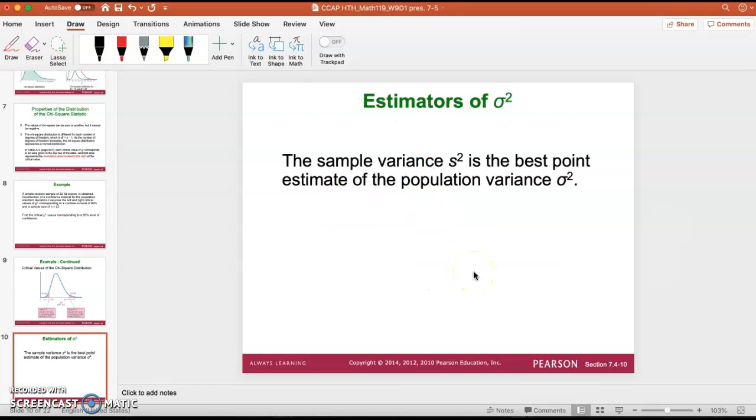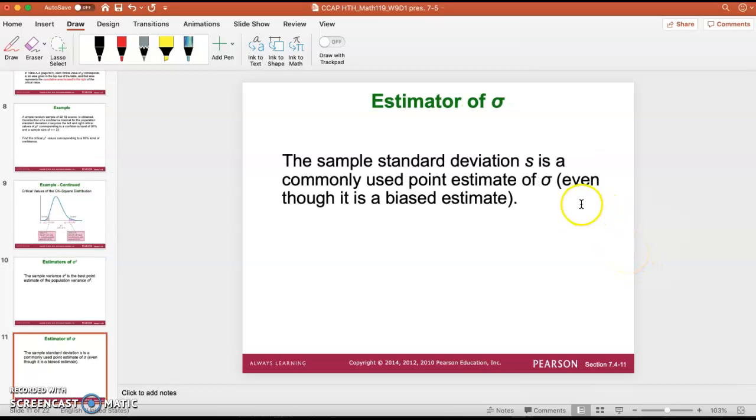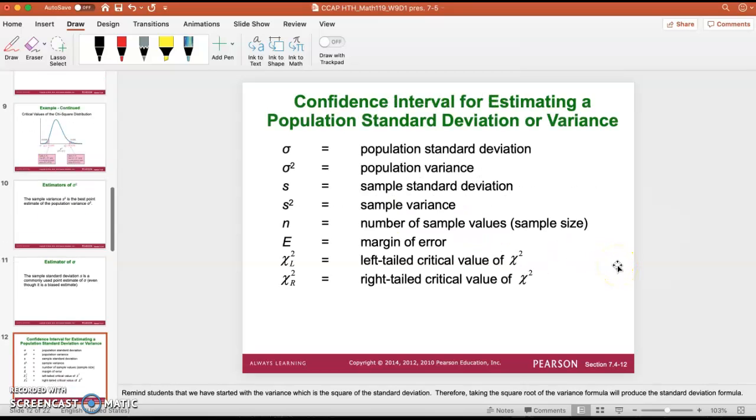And just some things here that should hopefully be a little review: sample variance, s squared, is the best point estimate of the population variance. In other words, this one is an unbiased estimator. And sometimes you can use the sample standard deviation as a point estimate for the population standard deviation, although it is a slightly biased estimate, just meaning it's not always the best.